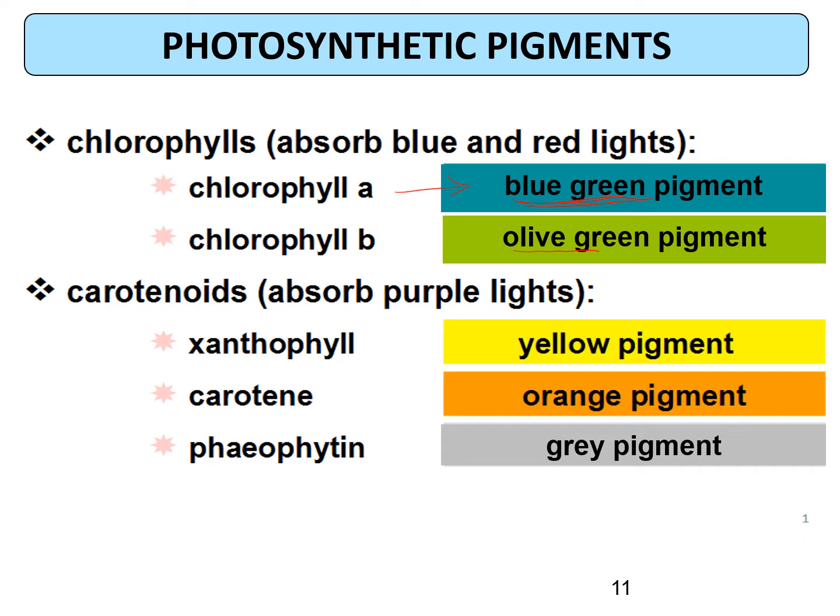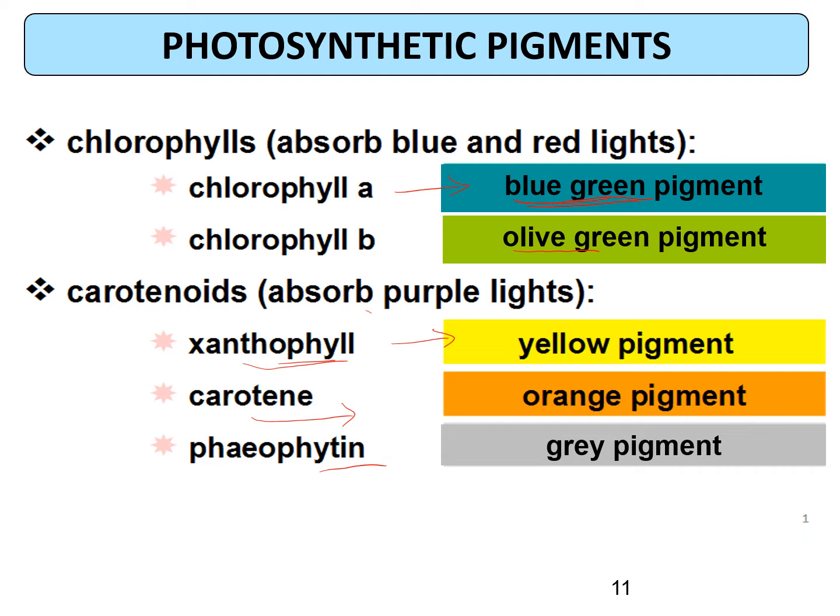Chlorophyll B has olive green, which is a lighter green, hijau kuning, hijau kekuningan ataupun hijau muda. While carotenoids have a few types of pigments which absorb purple lights. Dia gabungan, dia punya gabungan dia tu dia absorb purple lights. Chlorophylls usually absorb blue and red lights. Okay, xanthophyll, yellow pigment, carotene, orange pigment, while phaeophytene, grey pigment.